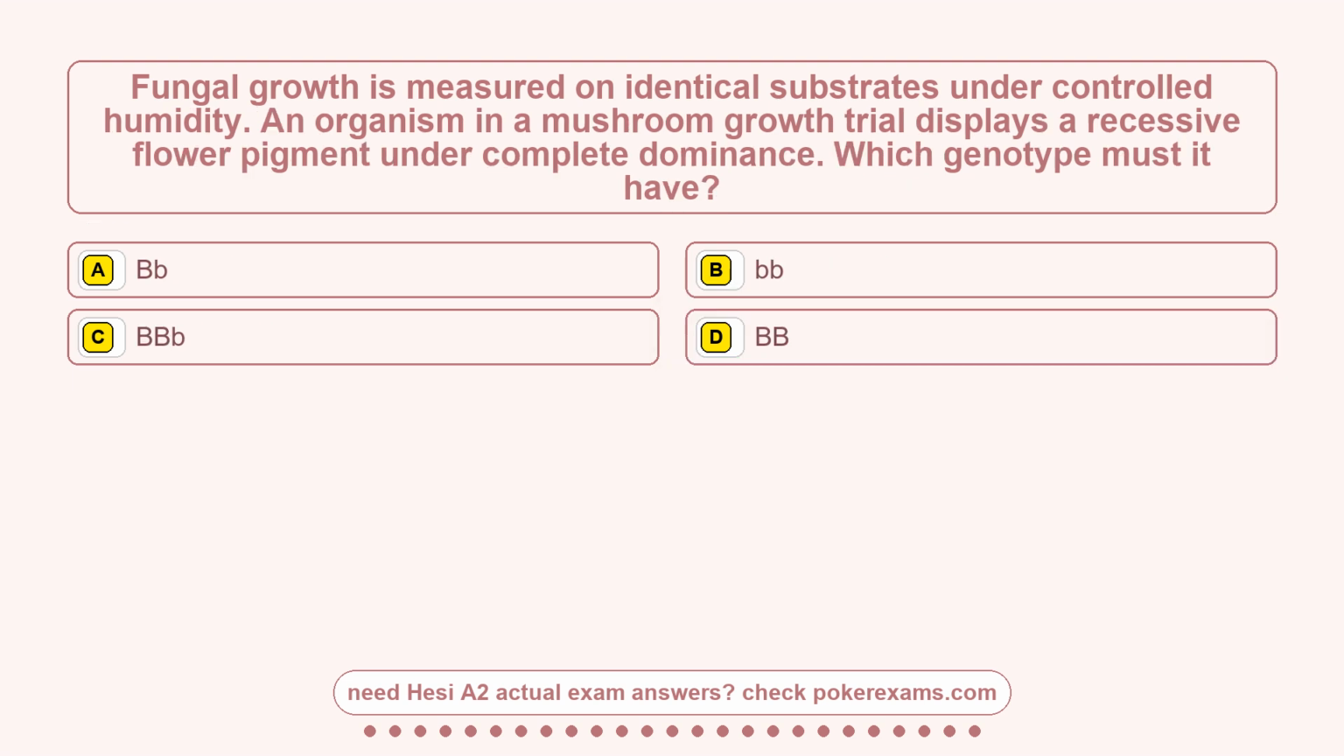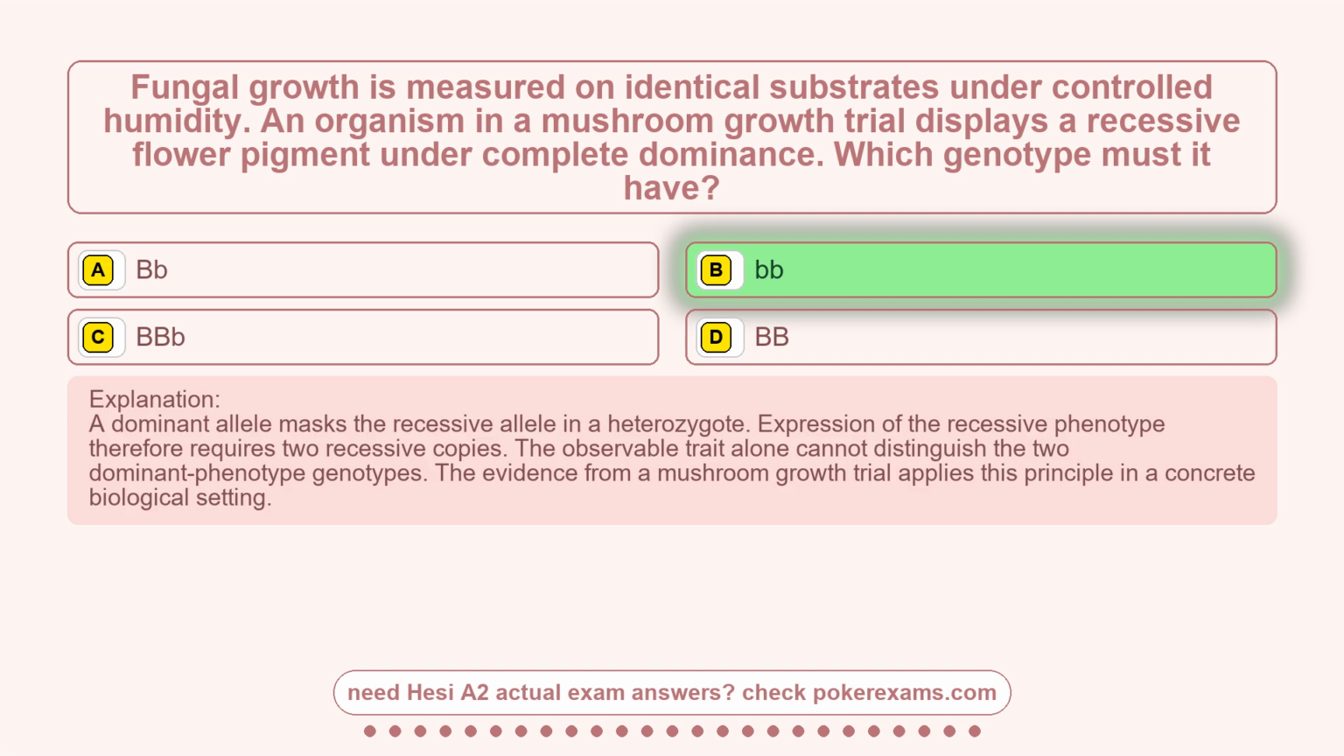Question 11. Fungal growth is measured on identical substrates under controlled humidity. An organism in a mushroom growth trial displays a recessive flower pigment under complete dominance. Which genotype must it have? Option A, BB. Option B, BB. Option C, BBB. Option D, BB. The correct answer is option B, BB.